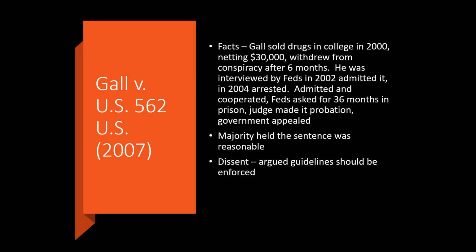opinion by Stevens, 2007. What happened here is Gall, in the year 2000, sold some drugs. I think he was in college, if I'm not mistaken. And he netted about $30,000. But after about 6 months in this, he withdrew from the conspiracy. And in 2002, he admitted it in an interview with the feds, which is obviously not the brightest thing he could have done. He was arrested in 2004. This is 4 years after having done this.